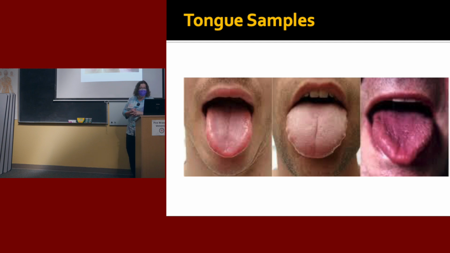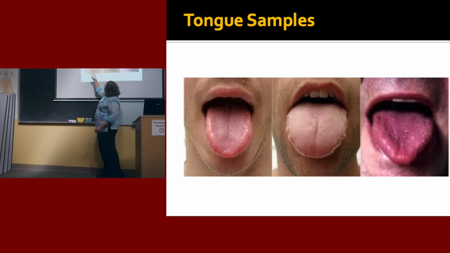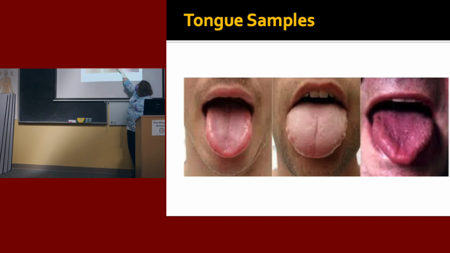So here I brought you 3 tongues. Which one is the normal? The one on the left, although it has a little bit of puffiness on the edges here, like the gallbladder and the liver a little bit. This one has teeth marks, so it has scallops, and it's a little bit on the pale side. So this person has some digestive issues.